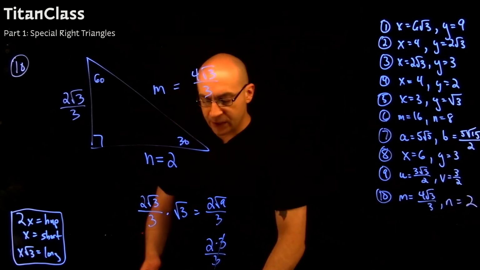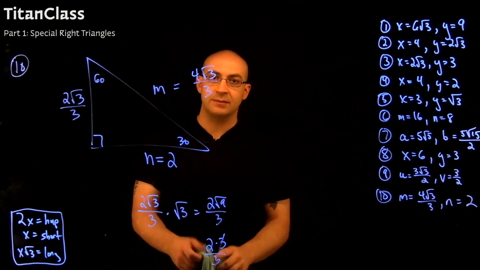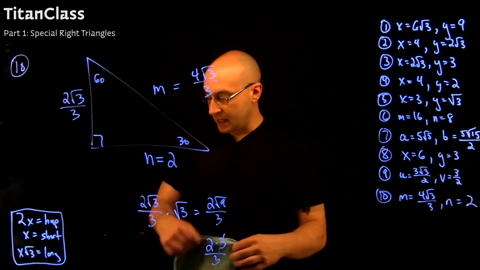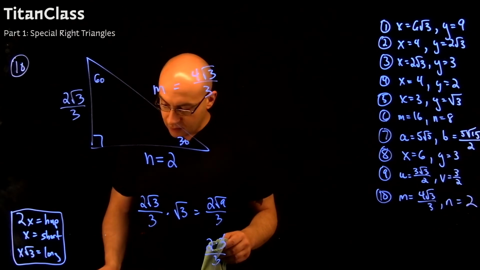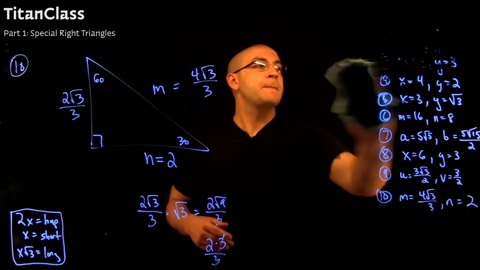You can take a picture of those and then go through the process again and see where we went if you wanted to practice them on your own. I'm going to go ahead and erase these, and then we'll go back and we'll try number 11. And that will be the start of our 45, 45, 90s.